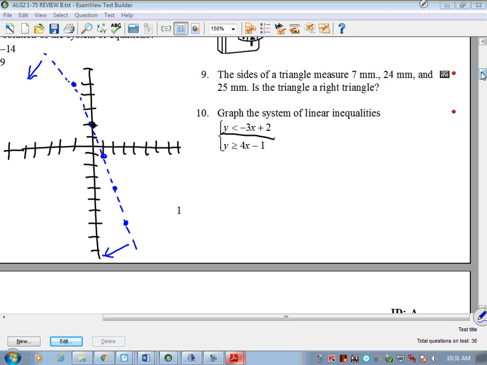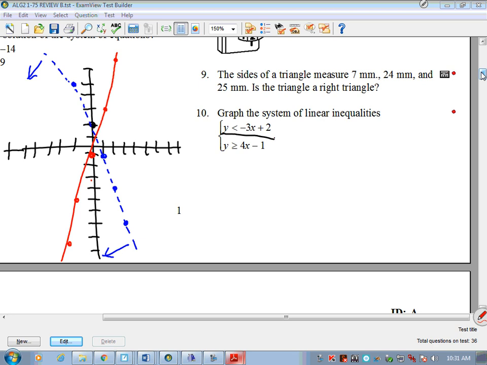Okay. Now let's graph this other guy. What's the first thing I want to graph here? The y-intercept, which is at -1. And then what do I want to do? Go up 4 over 1, and back 1 over 4. Is this solid or dotted? Solid.